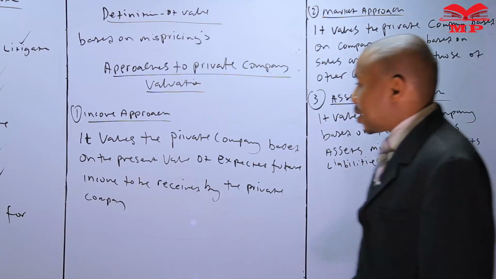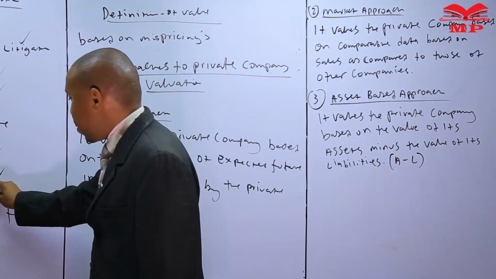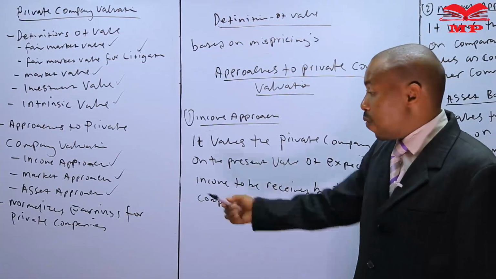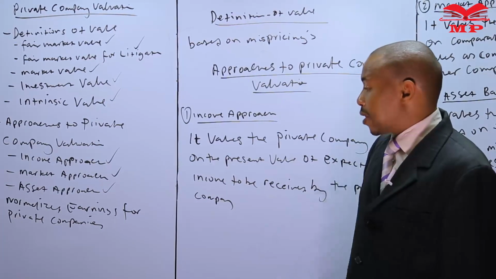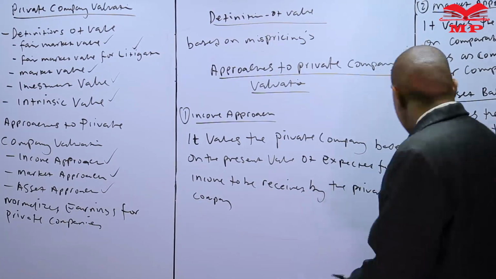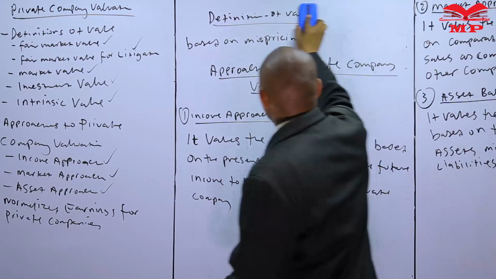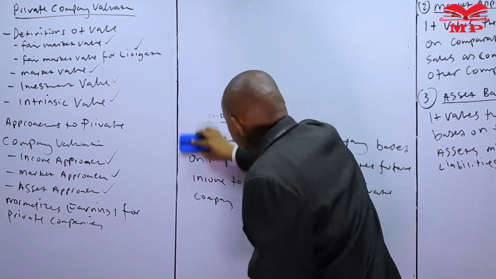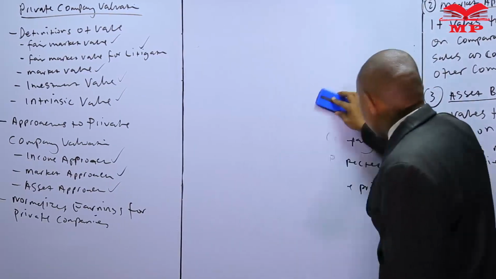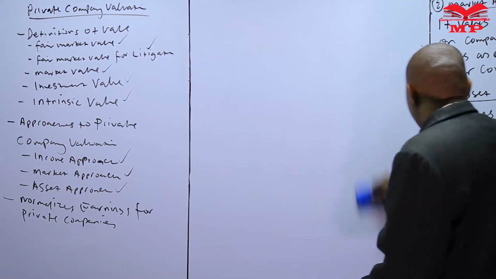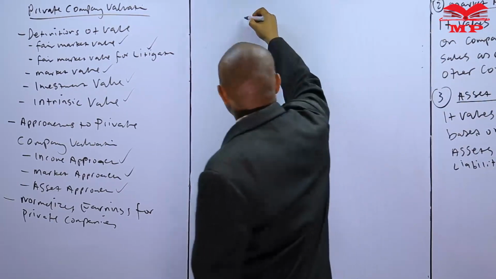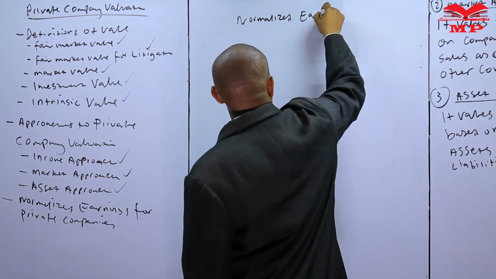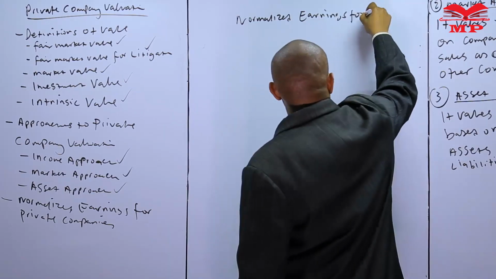Now, having looked at these three approaches to private company valuation, the income approach, the market-based approach, and the asset approach, let's move on and look at the normalized earnings for private companies. One key thing that we need to understand as analysts is that normalizing the earnings is trying to adjust the component of earnings for cyclicality. So we're looking at normalized earnings for private companies.